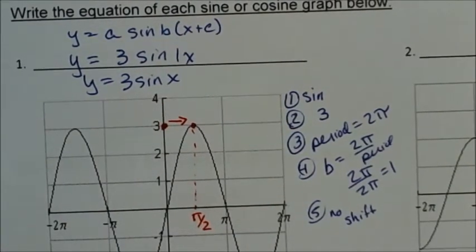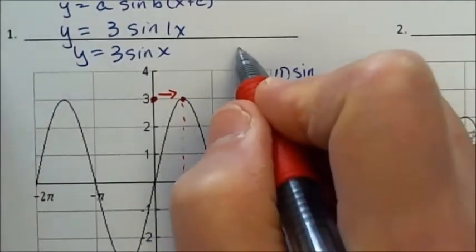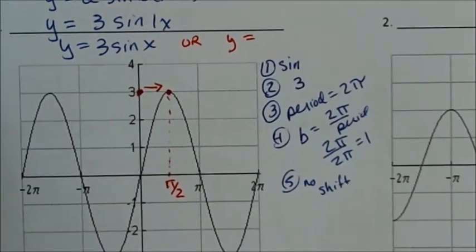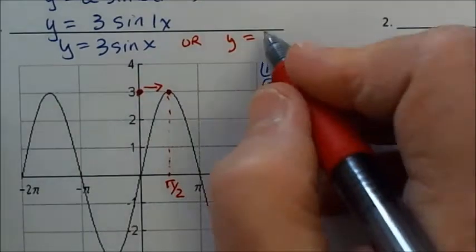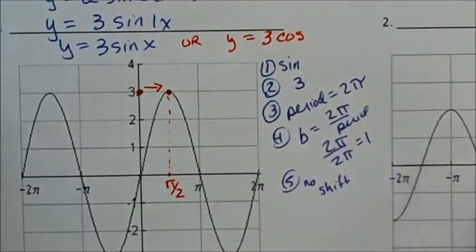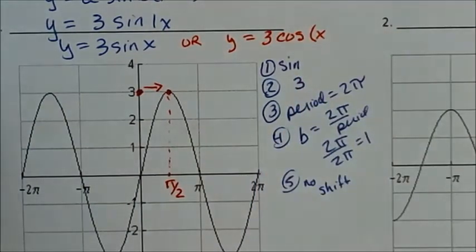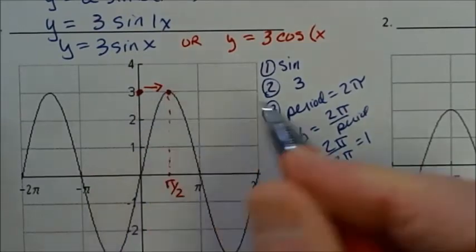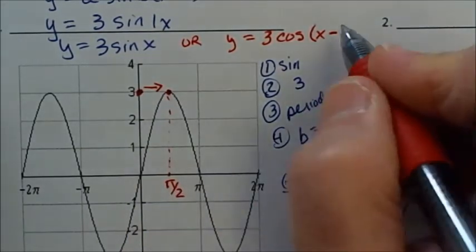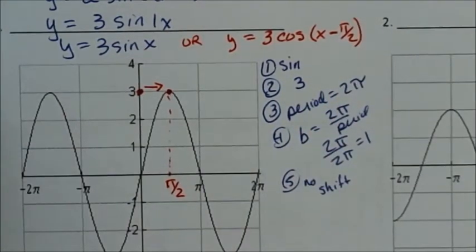So if I want to express this as a cosine curve with a shift, this would be y equals 3 cosine 1x, and a shift to the right would be minus, and what's the amount of that shift? Pi over 2. Okay?